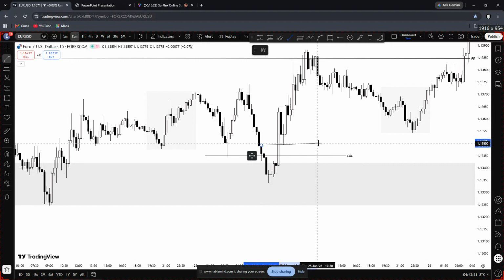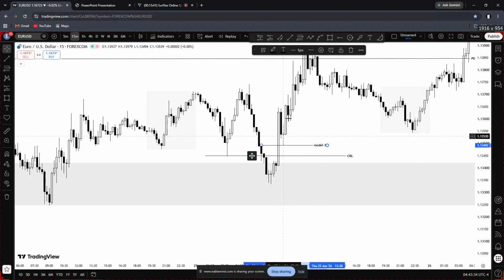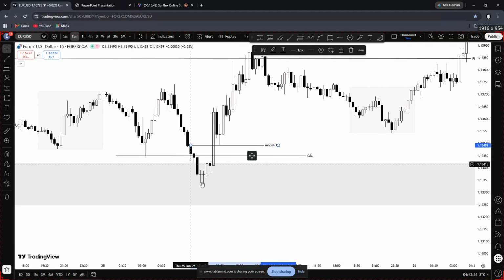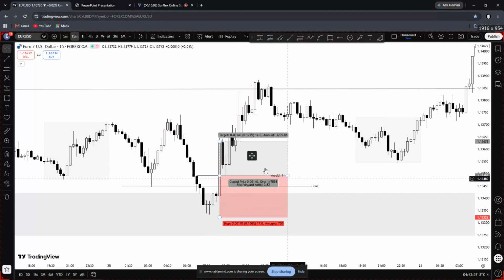You mark it out. This is now the model 1. The model 1 is simply a candle that docked into a candle, then closed inside the range and was engulfed. Now this is our model 1, and you can see how price came and closed above the model 1, coming back, and price tapped into the model 1. So you are executing your trade, going long from the model 1 here. Your stop loss is going to be below the protected low while we target the candle range high here.